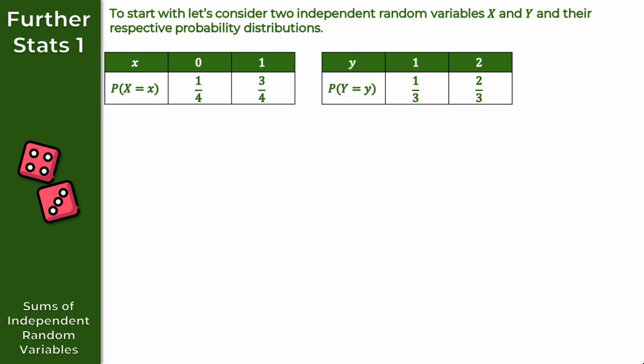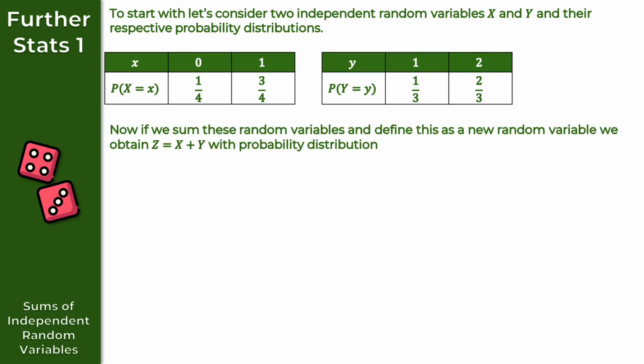In this video, I want to take a look at sums of independent random variables. To start with, let's just consider two independent random variables. Let's call these x and y, and their respective probability distributions, which we can see below in the form of a table. So we've got the probability distribution for x here, and we also have the probability distribution for y here. Okay.